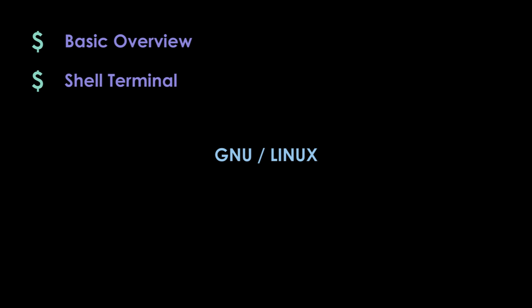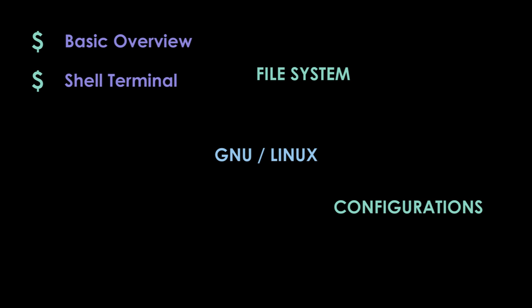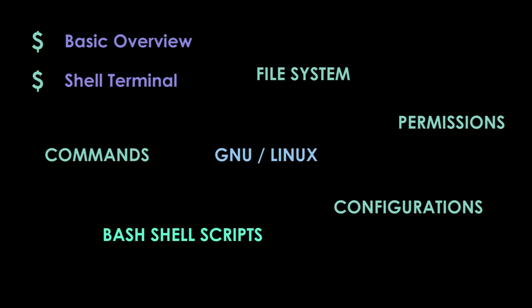With this course, we will look at a basic overview of what Linux is. We'll then move on to using the shell terminal, where we will cover the file system, configurations, commands, permissions, and then finally how we can automate processes with the use of bash shell scripts.